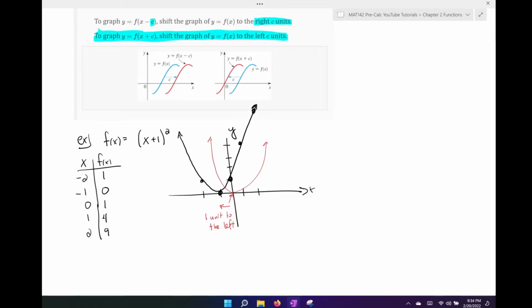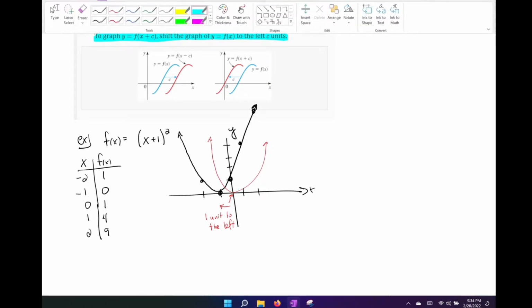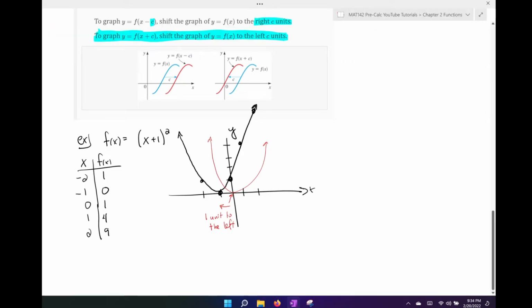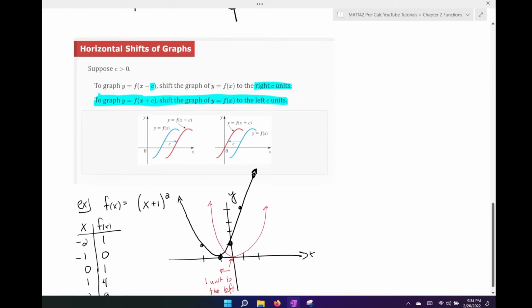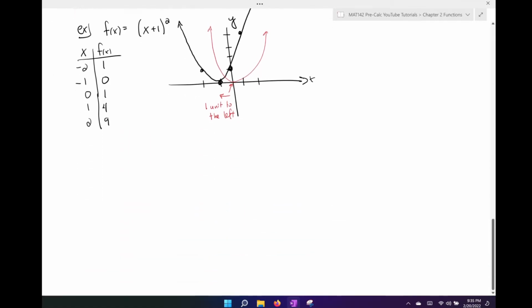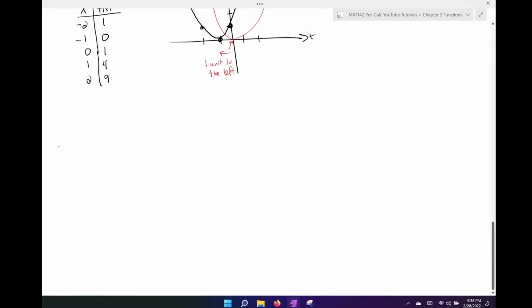Personally, I would be making flashcards with this information. Because remember, studying math is not doing a bunch of problems. Studying math is knowing this right here. If you know that, it doesn't matter what parent function I give you, you know it's going to be a horizontal shift. So real quick, just to show you a couple examples.